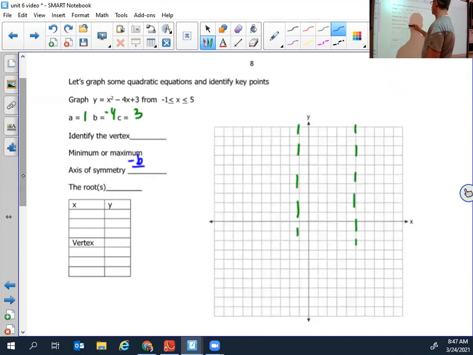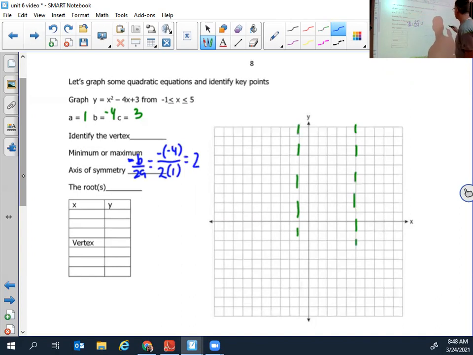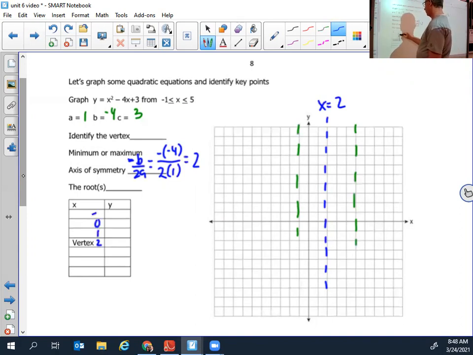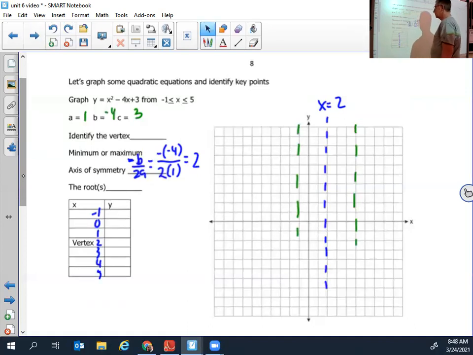So negative b over 2a is going to give me negative negative 4 over 2 times 1. And if you simplify that, that's going to be x equals 2. So my axis of symmetry is right in the middle, just like I said, at x equals 2. So now I'm going to put that 2 in the middle here, and I'm going to go 1, 0, negative 1, 3, 4, 5. And let's put this in our calculator and see if we can identify the vertex and the roots and all that kind of good stuff.